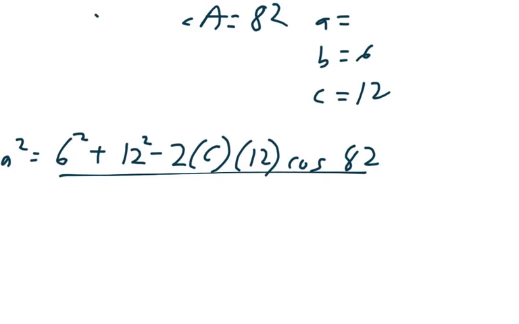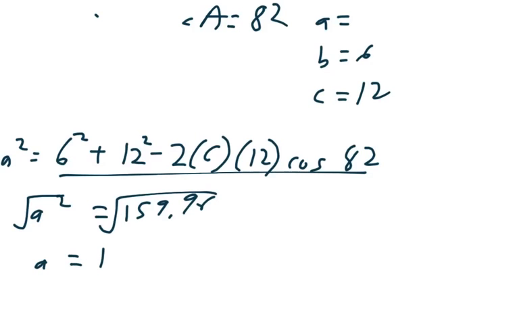All of this can be put into your calculator. So 6 squared plus 12 squared and so on is 159.96. Square root both sides. And we get 12.6. And that is what A is equal to.